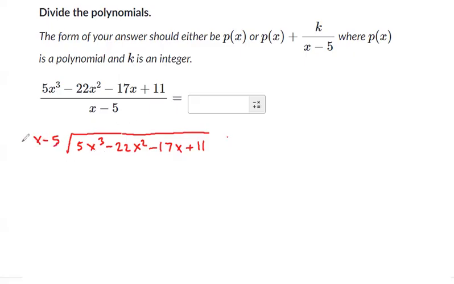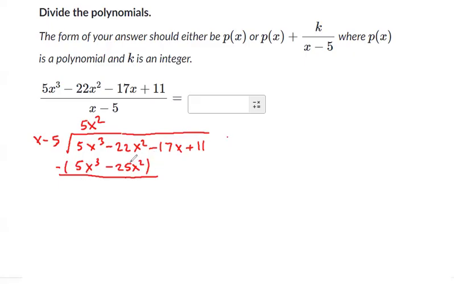Then x needs to multiply by something to get 5x cubed. So my first term should be 5x squared, because 5x squared times x is 5x cubed. Let's go with that first. But I need to multiply 5x squared by negative 5 as well, which will be negative 25x to the second power. And now we do the subtraction.